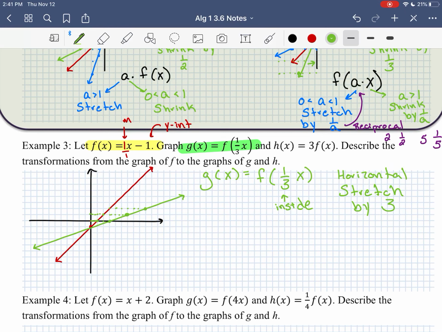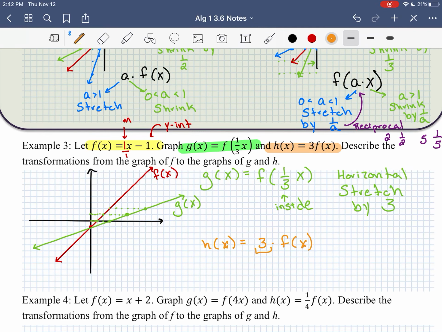So there is my g of x. Don't forget to label your parent function f of x. Okay, next one. H of x is 3 times f of x.